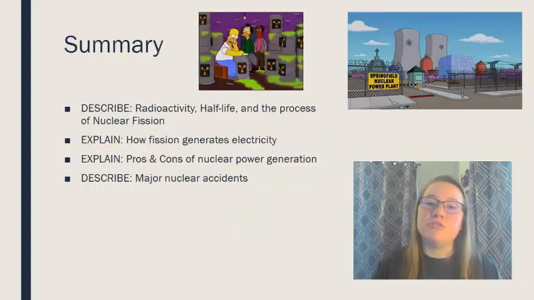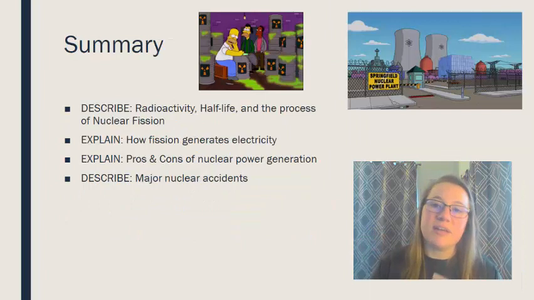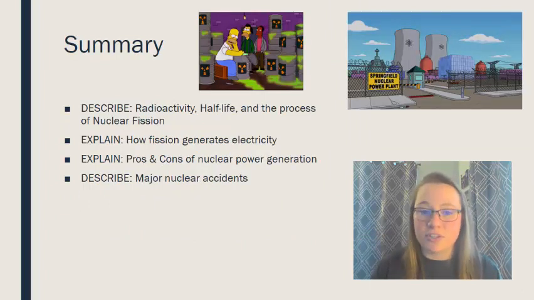Now, in summary, you should be able to describe radioactivity, half-life, and the process of nuclear fission, along with how that fission can be harnessed and used to generate electricity. Additionally, you should be able to describe the pros and the cons of using nuclear power to generate electricity, and you should be able to describe the 3 major nuclear accidents.